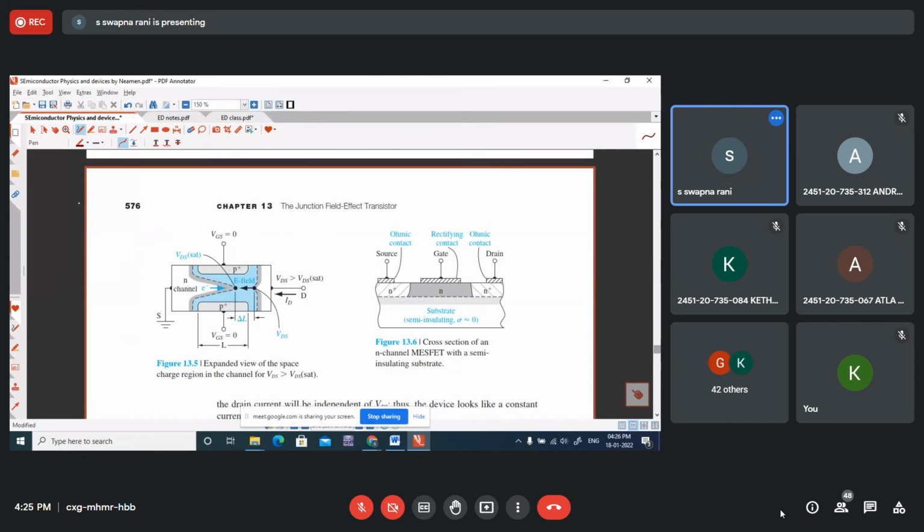All of you observe here. If this is the channel length, and if this is the length of the depletion region which occupies the channel, the channel is not completely occupied here. So delta L is the length of the depletion region and L is the channel length. Delta L is very, very small compared with the length of the channel.